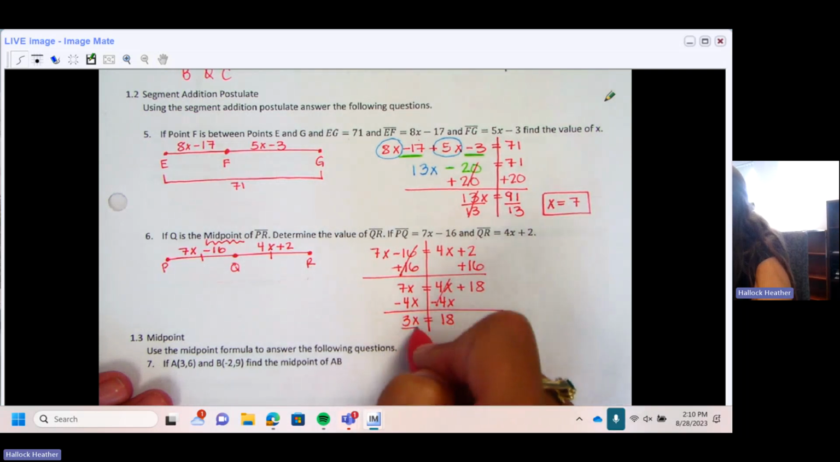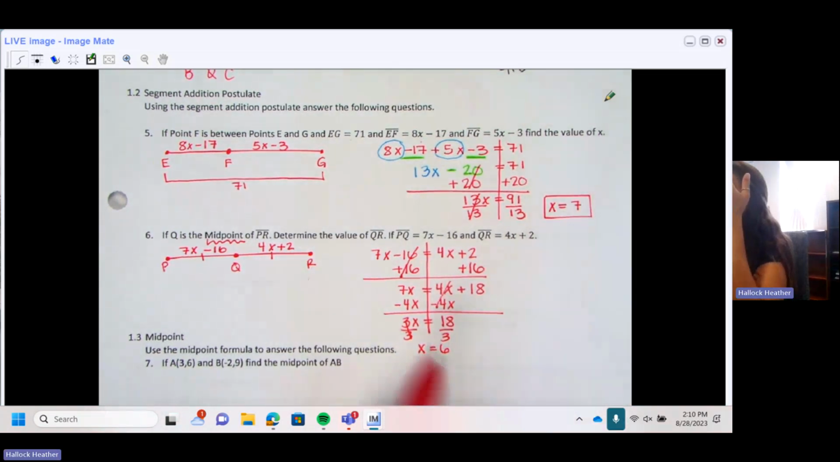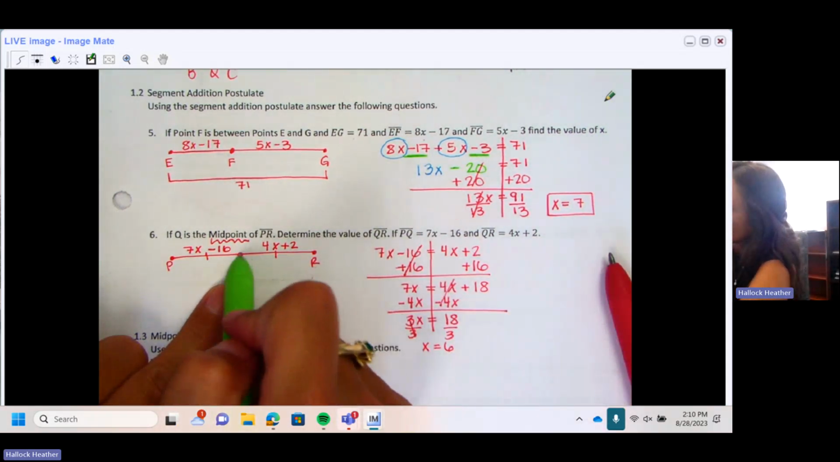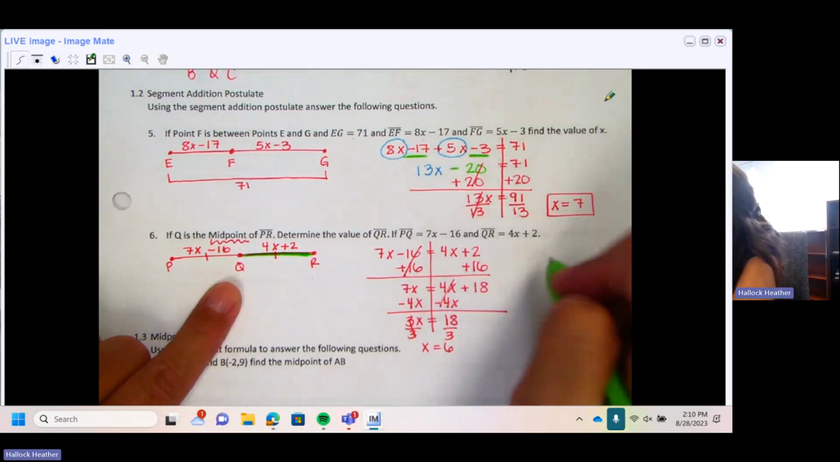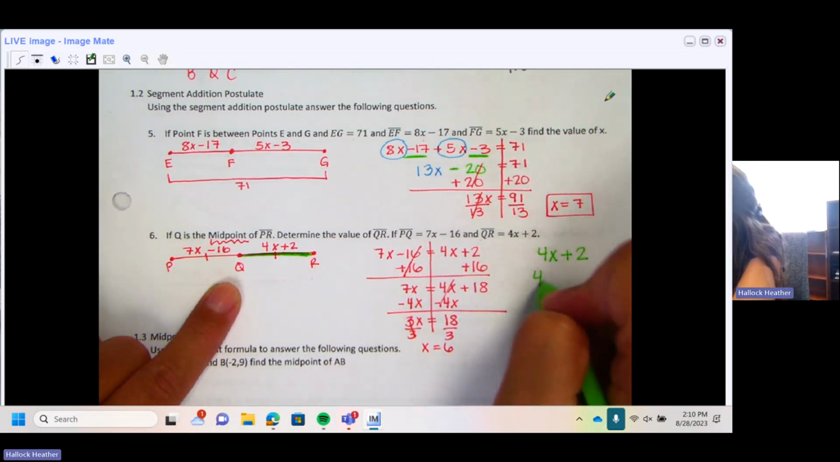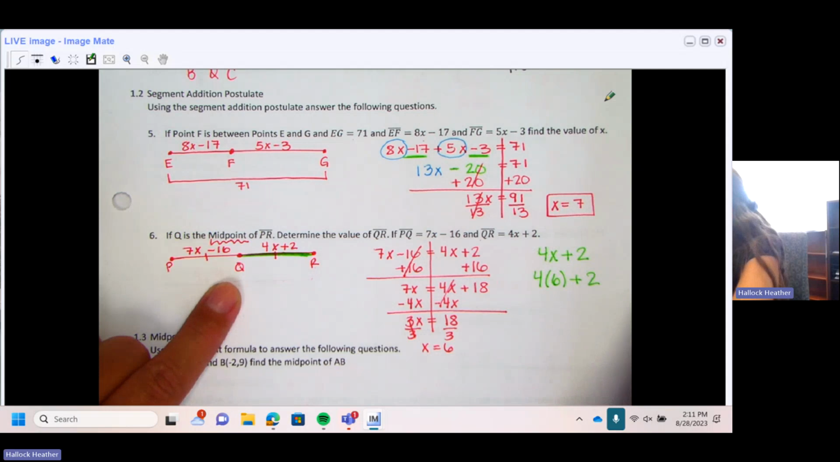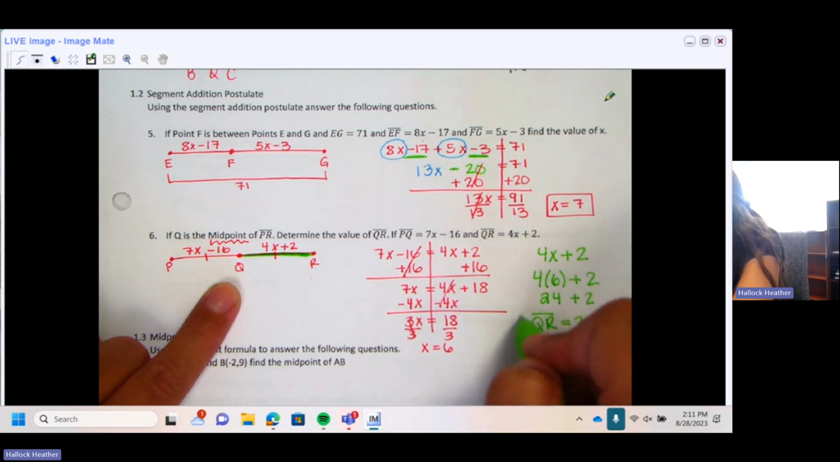Last step, divide by 3. So x equals 6. I need to find the value of QR. QR is this segment right here. So now I'm going to substitute my x value back into my equation. So I have 4x plus 2. I'm substituting in my value. So I have 4 multiplied by 6, because x is 6, plus 2. 4 times 6 is 24. Adding 2, QR is actually equal to 26.